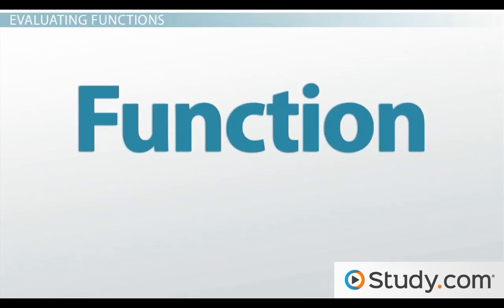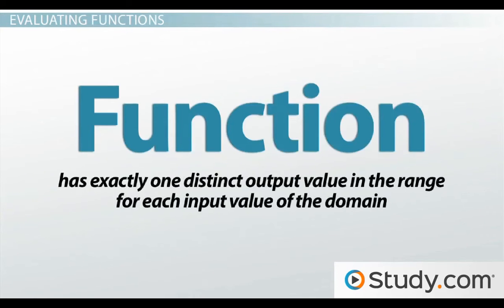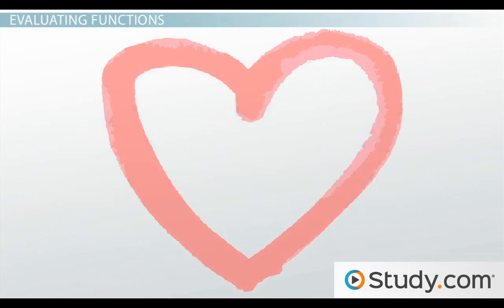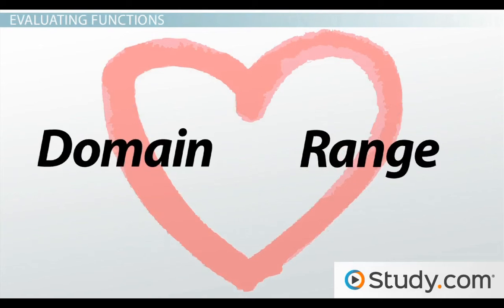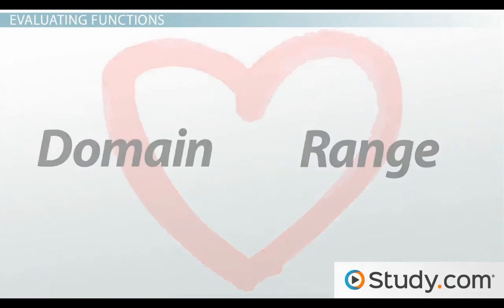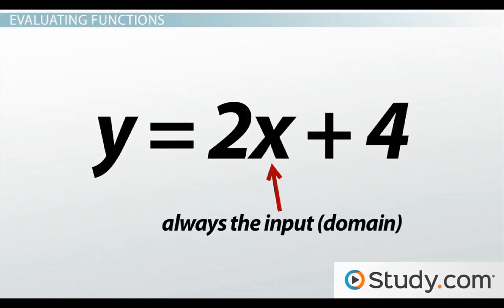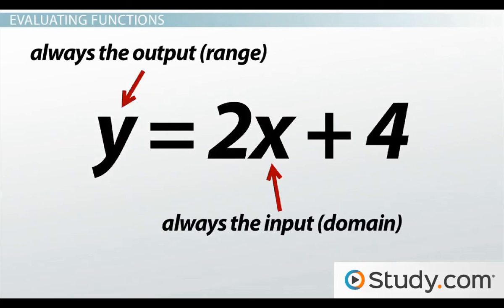A function has exactly one distinct output value in the range for each input value of the domain. It's like true love. There is that special someone out there in the range that is simply perfect for the element of the domain. When you have a function expression, y equals 2x plus 4, x is always the input, domain, and y is always the output, range.